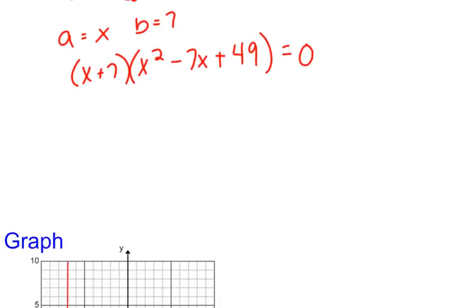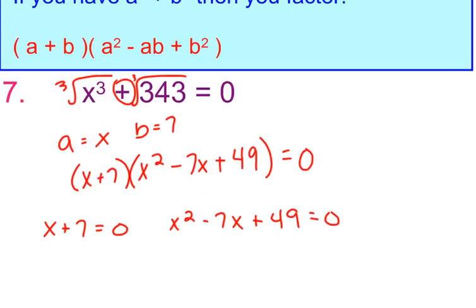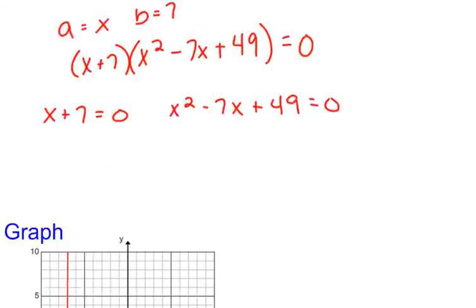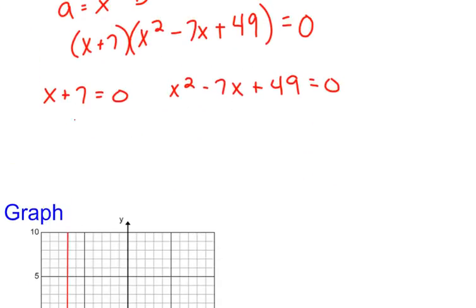I now have to solve because I have an equal sign. So I'm going to set each factor equal to 0 and solve. X plus 7 equals 0, x squared minus 7x plus 49 equals 0. So if you look at your original problem, it's a cubic equation, so I should have 3 answers. So here I'm going to have one answer by subtracting 7 from both sides. X equals negative 7.